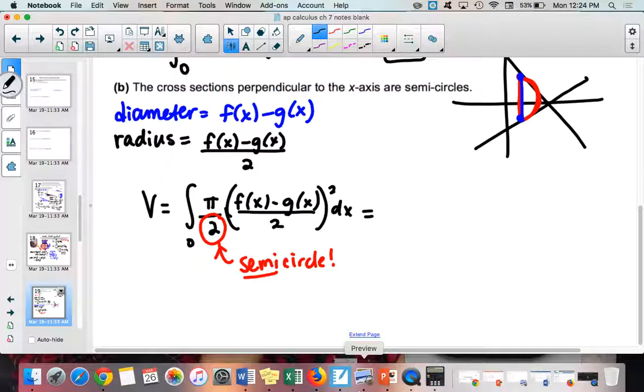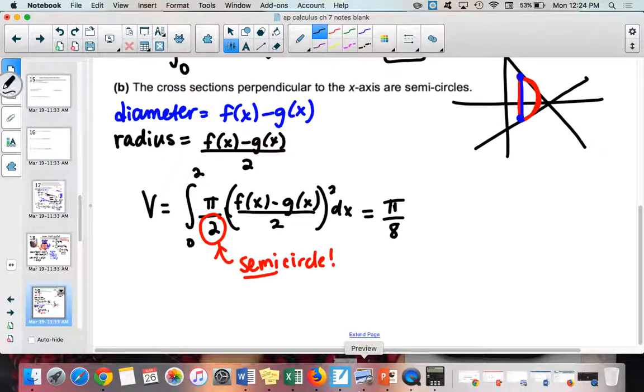Okay, and we're going to use what we already know. So we knew from 0 to 2 of f of x minus g of x squared was 8/3. So I could actually use that. Do you guys see how? What about the bottom here? So I have divided by 2 squared. What's going to happen when I square the 2? I get a 4. 8/12. And so then out front I could put a pi over 8, right? Because the pi and the over 2. Did I lose you?